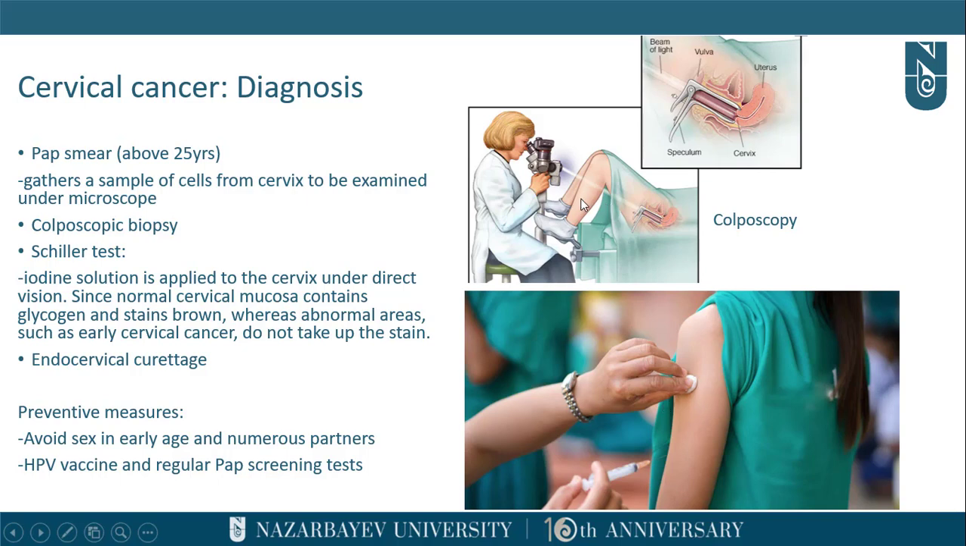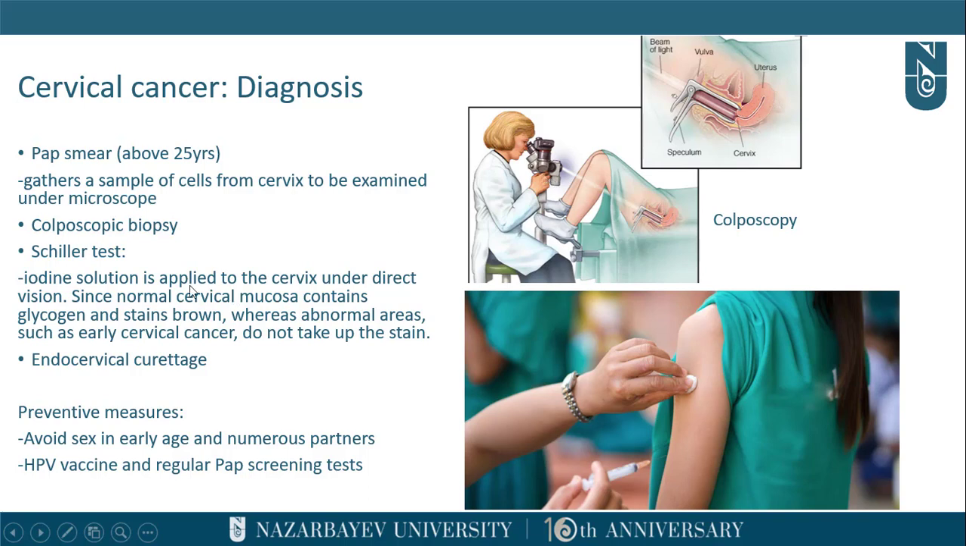Pap is the short name for Papanicolaou, which means that a sample from the cervix will be taken and looked at under the microscope to see any abnormal changes in the tissue. So there is also colposcopic biopsy. The colposcopy is shown here. So this is a colposcopist who examines the cervix with the colposcopy machine.